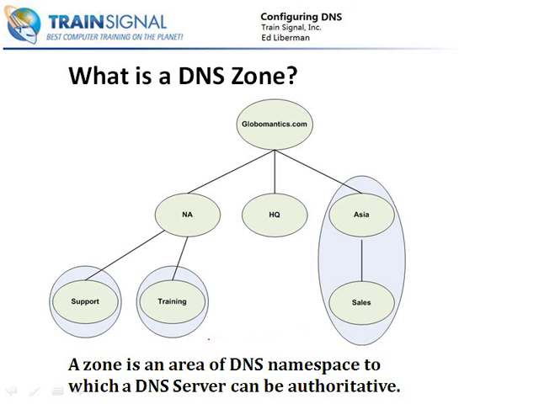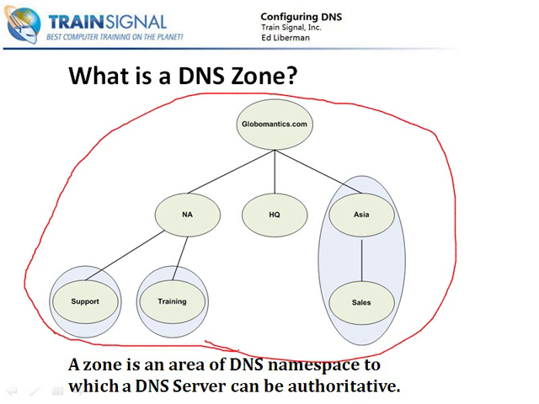Now here I have a drawing of the globalmantics.com zone. Well, really it is the entire tree. It's the entire area of namespace for this entire network. And the highlighted areas, I have one here, here, and here, are zones that we have specifically delegated out. And we'll talk about delegation in just a moment. But here, I've delegated out the asia.globalmantics.com zone. Okay, so I've made that its own zone so that there are separate DNS servers which will be authoritative for that namespace.